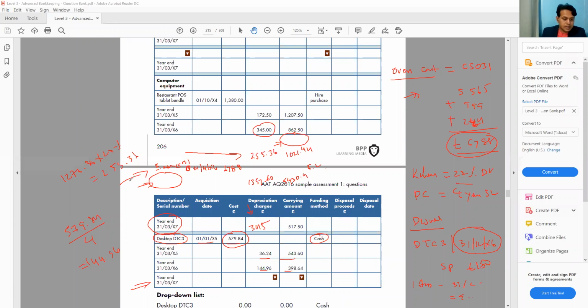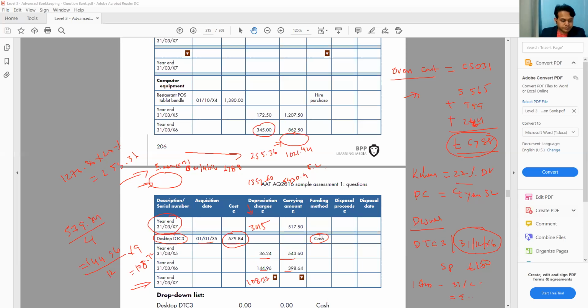So how do we do that? Divide by 12 times by 9, that will give us how much? 108.72. So we're going to write 108.72 here.